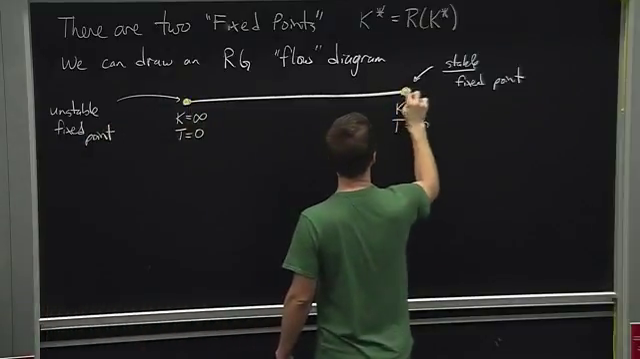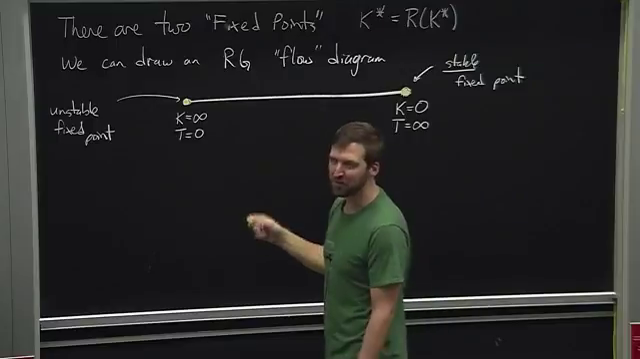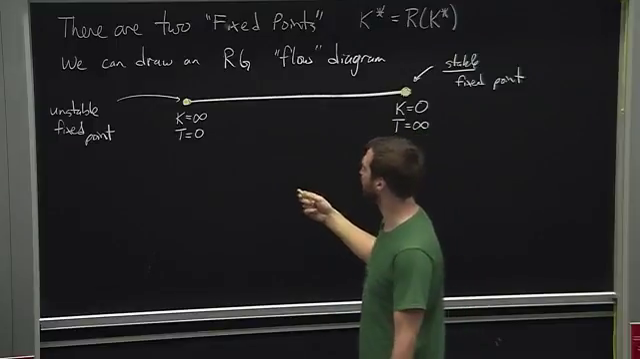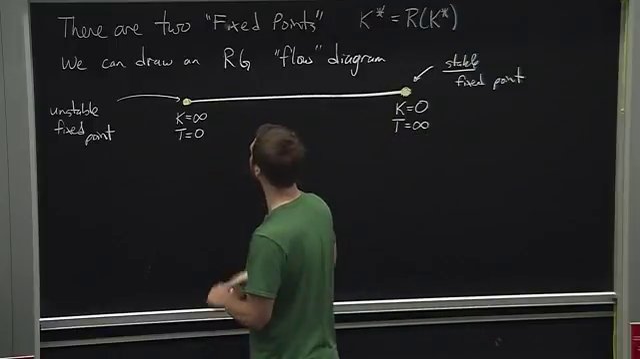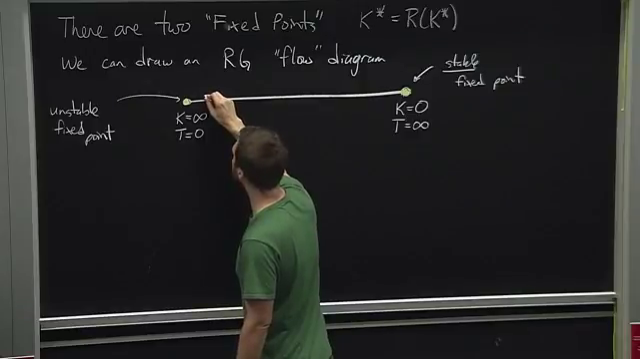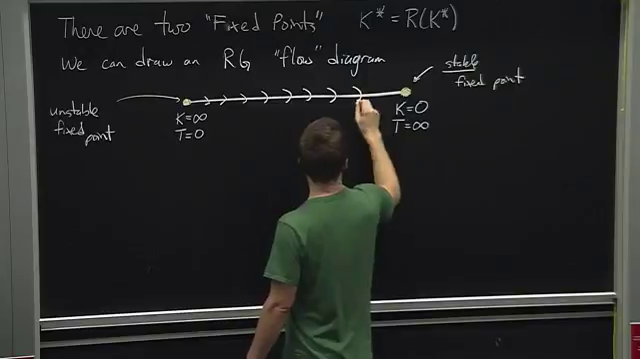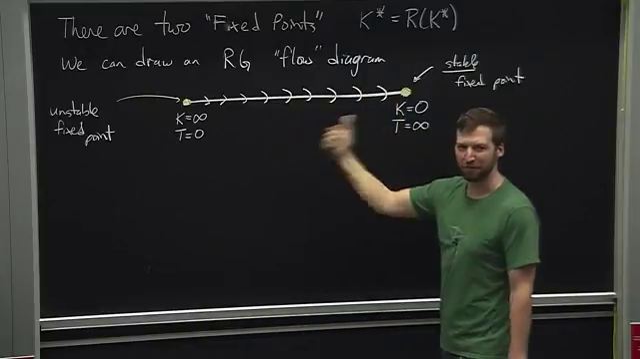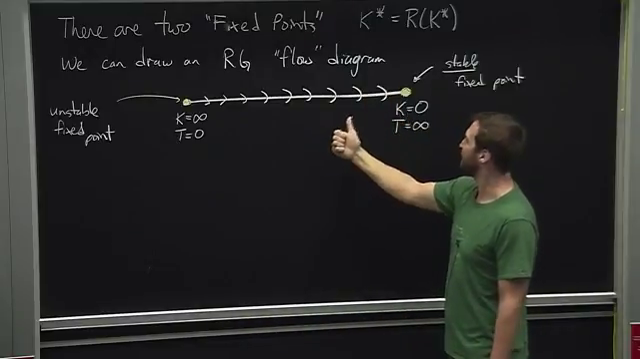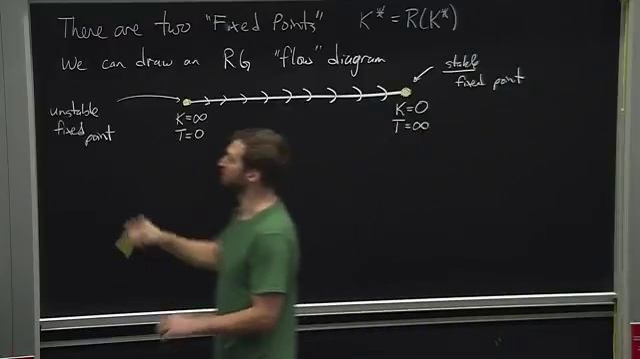And you represent the instability by arrows on this diagram. So if you're at the unstable fixed point and there's any perturbation in temperature, that's the flow of the RG fixed point, then you flow into the infinite temperature fixed point.